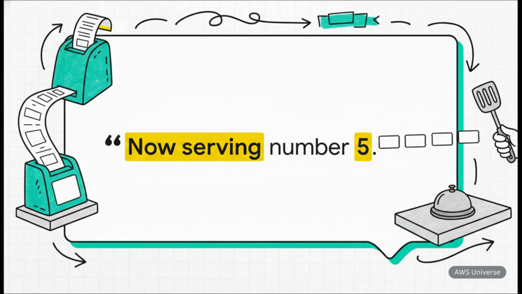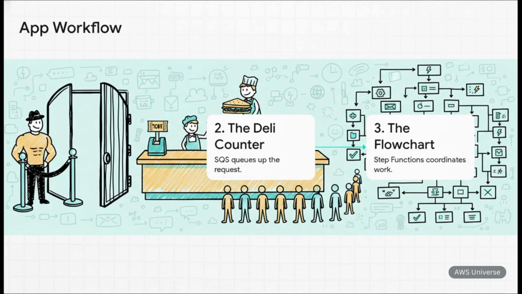Now serving number 5. And here is a perfect little picture of how these services work together. So a request comes in, and first it meets the bouncer, that's API Gateway, which checks to see if it's on the list. If it is, it gets sent to the deli counter, SQS, to wait its turn. Finally, the flowchart, which is Step Functions, takes over and coordinates all the different pieces of work that need to happen to get that request done.